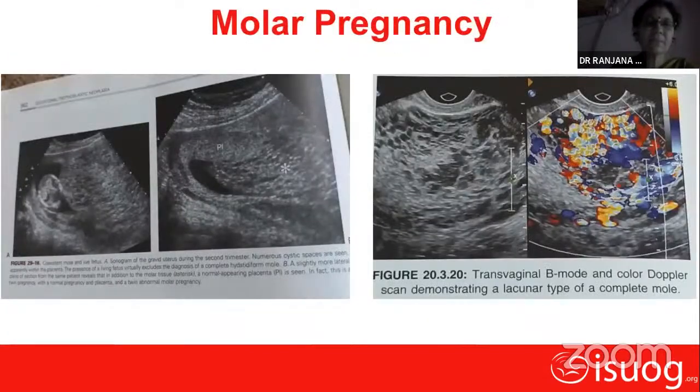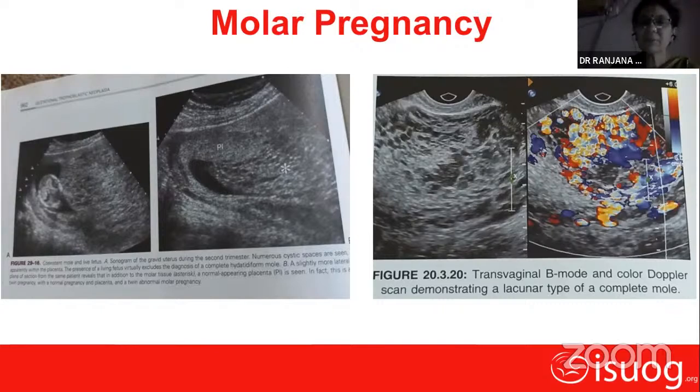Now comes molar pregnancy. In molar pregnancy, we see a lot of anechoic and hyperechoic structures within the uterine cavity. It may be a partial mole or a complete mole. In case of partial mole, as seen in the left figure, we are seeing a small fetus along with placenta. In the second figure, you are seeing a normal placenta, and part of it is having partial molar pregnancy. This was a case of twin pregnancy with one fetus alive having a normal placenta, and the second fetus was dead with a molar placenta.